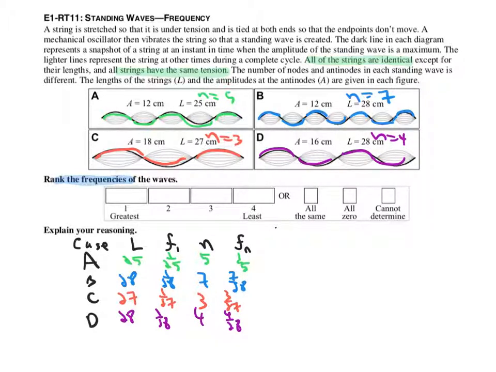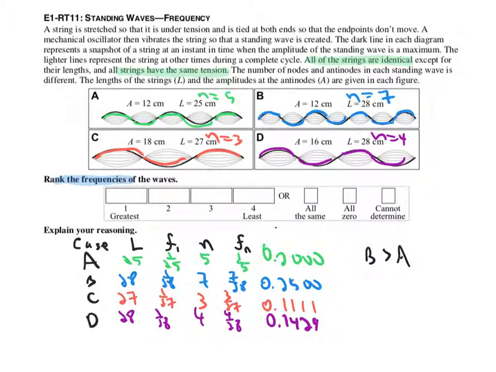And maybe the smart thing is to just get decimal equivalents for all of those. So 4 over 28 is 0.1429. And 3 over 27 is, of course, 0.1111. And 7 over 28 is, of course, just 0.25. And 1 over 5 is 0.20, etc. So this seems to indicate that the highest frequency would be B, the next highest would be A, then D, then C.